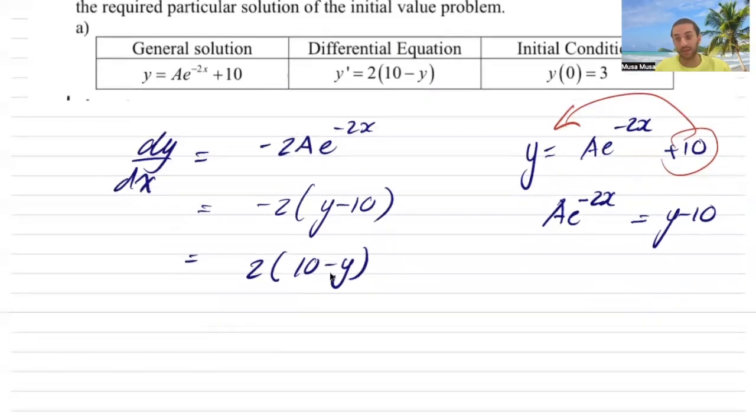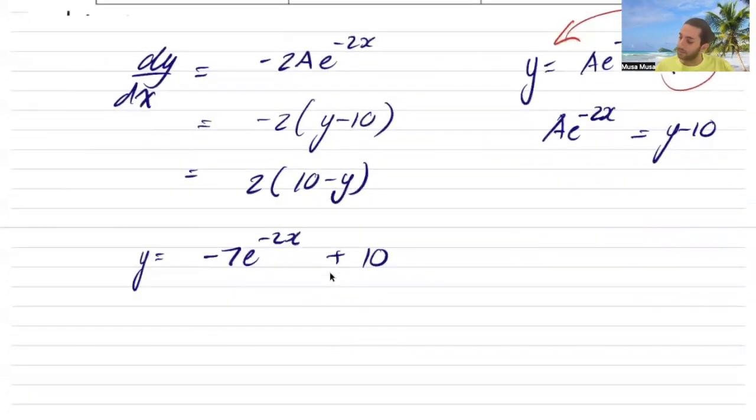And now because it satisfies the differential, we can find what the a is. By subbing in that, I think we get a as minus 7. Yep. Easy peasy.